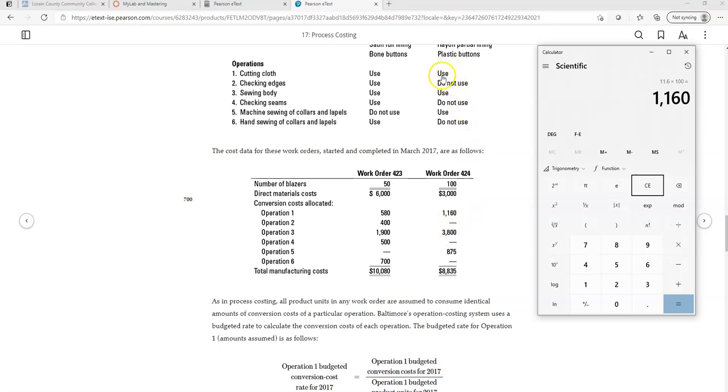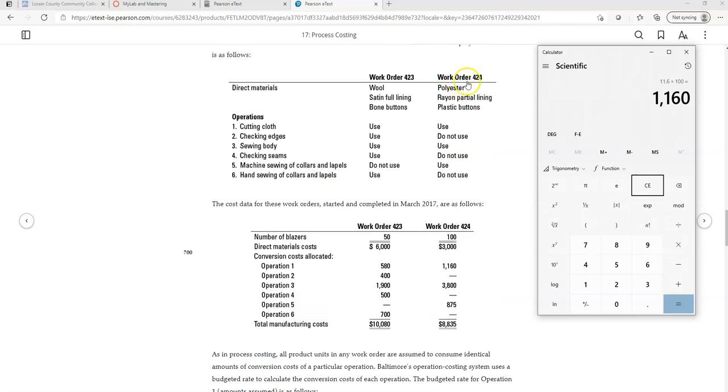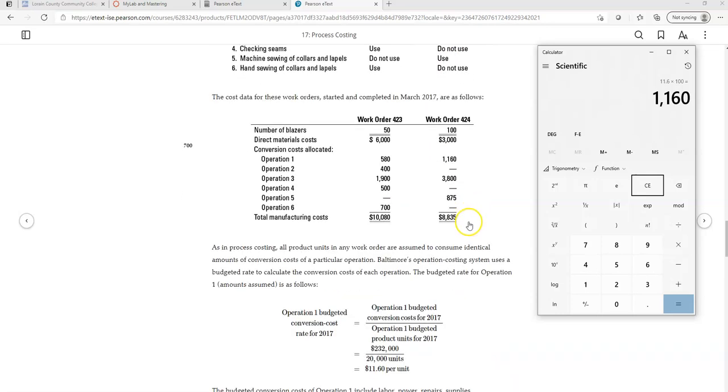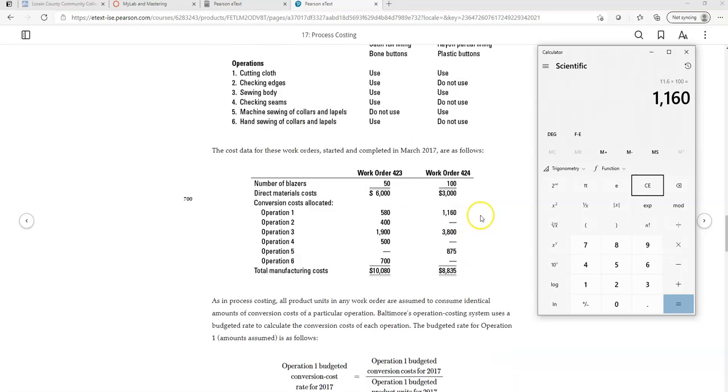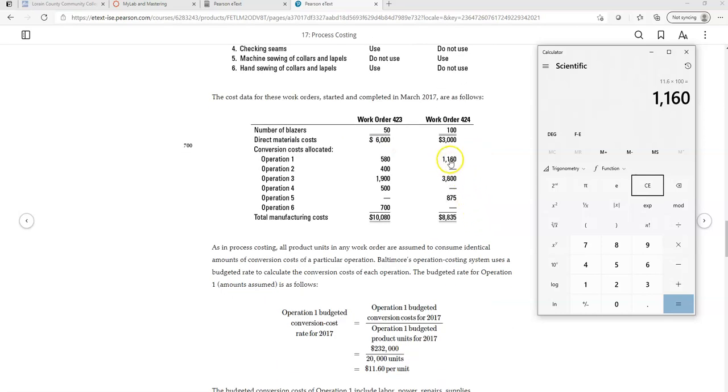So I can look up here and look under work order 424, and I'm going to look at the operations we do use. I would expect to incur conversion costs in operations 1, 3, and 5 because I'm using those resources. I'm putting demand on those resources. So operation 1, operation 3, operation 5, I incur an allocation of conversion costs, which I add up with my direct materials, and I get my total manufacturing costs.